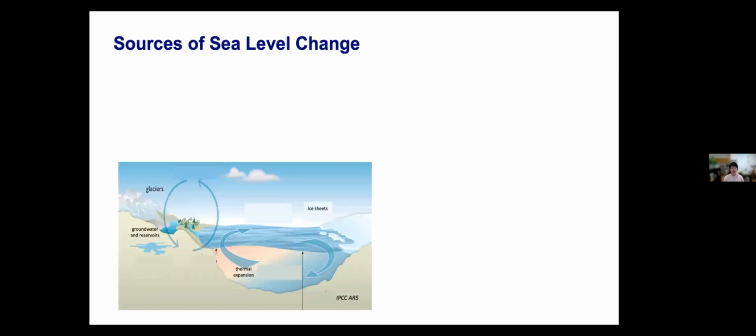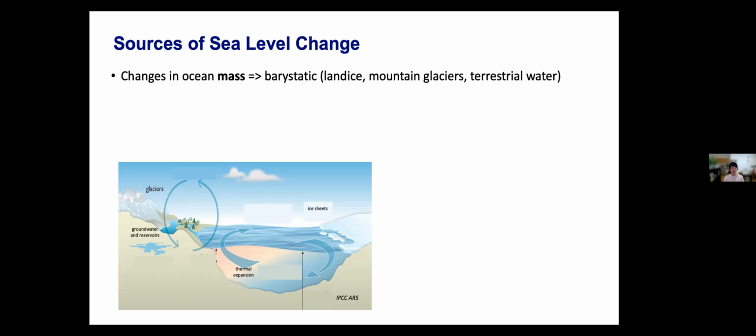So first, I think everyone pretty much knows this basic, but I'll still go through it. The sources of sea level change, we have different components that affect sea level change. And the first is, well, sea level change is because there is ocean mass changes, and anything associated with mass changes, we call it barystatic changes. And they could be due to changes in land ice, mountain glaciers, terrestrial water sources, or sea level can change because there is changes in volume. So steric changes such as density and salinity changes.